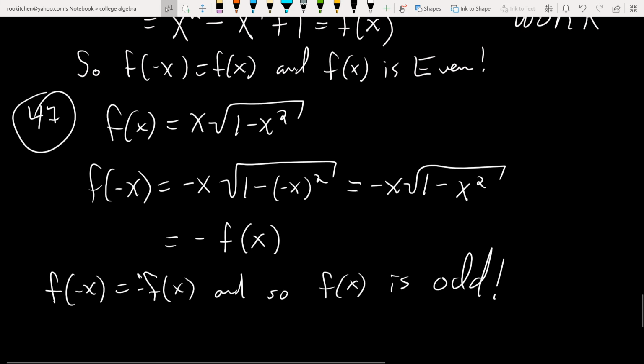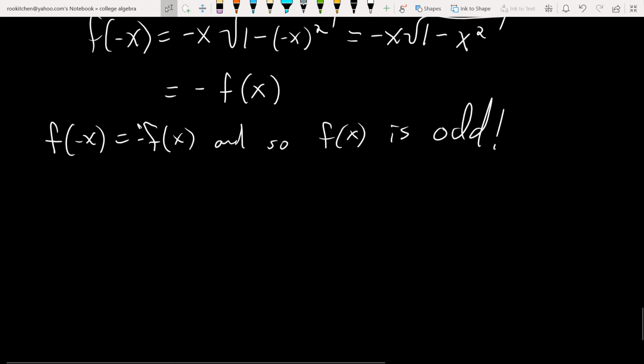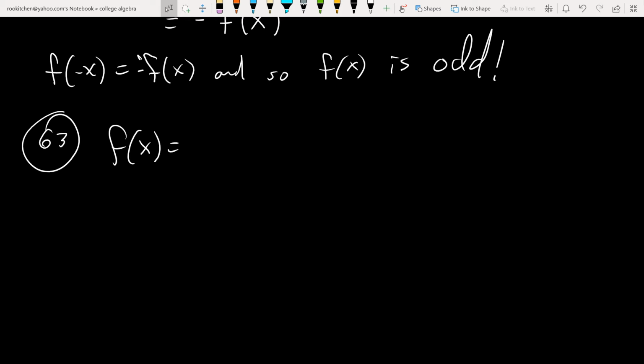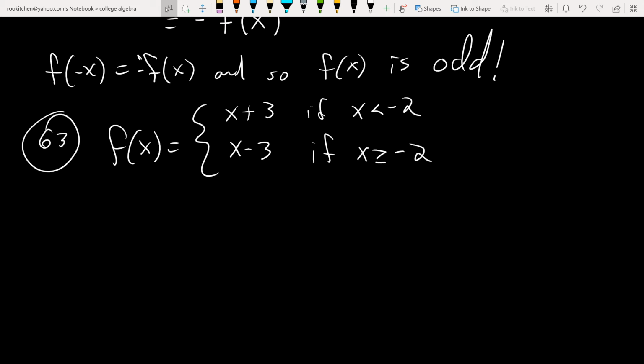Okay, right, so let's move on. Piecewise functions, you should be able to graph these things. So 63, f of x equals x plus 3, and then x minus 3. So it's x plus 3 if x is less than negative 2, and then x minus 3 if x is greater than or equal to negative 2.